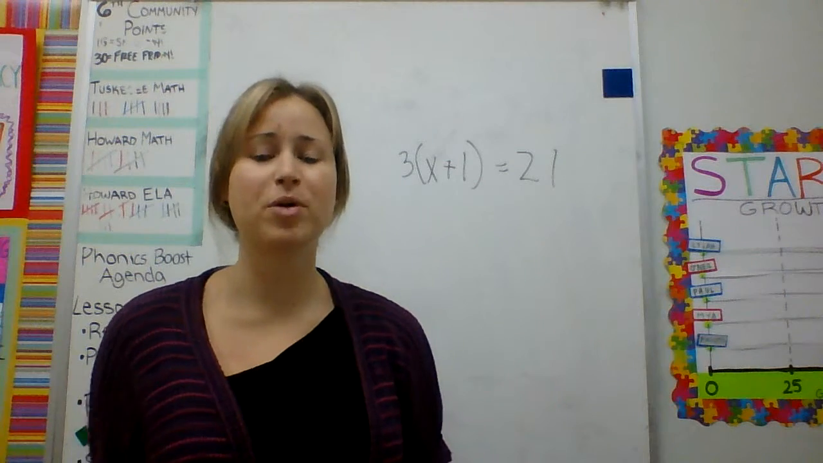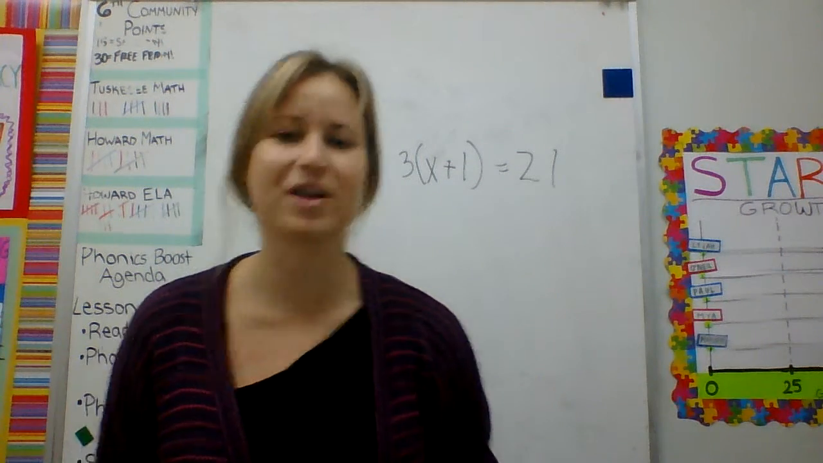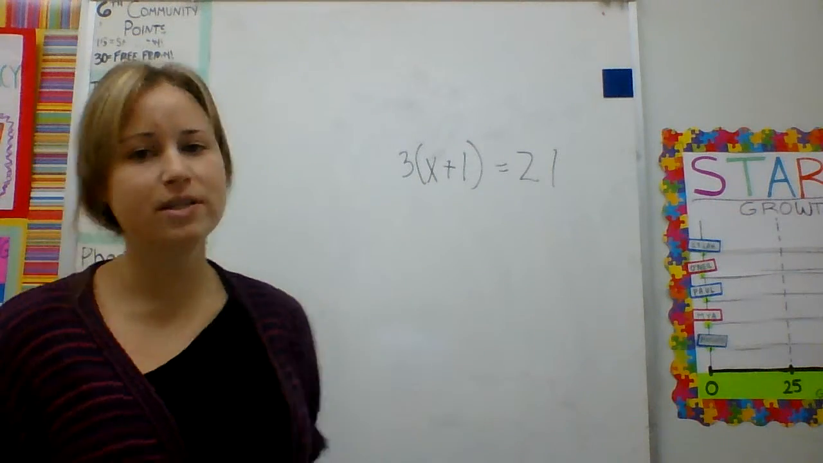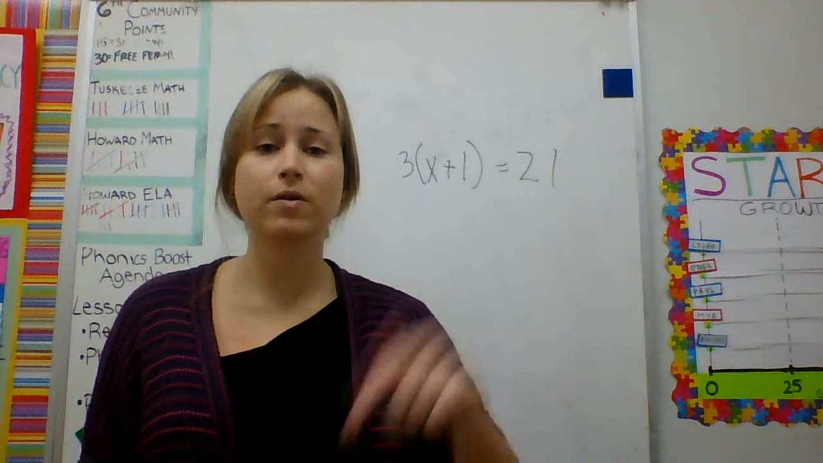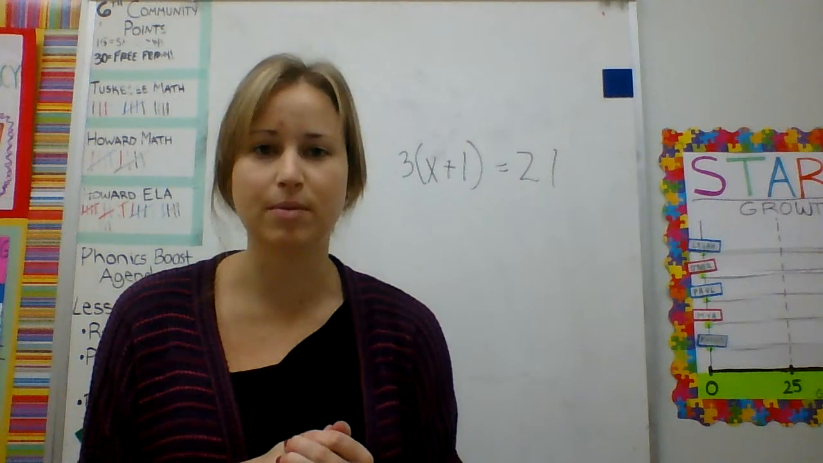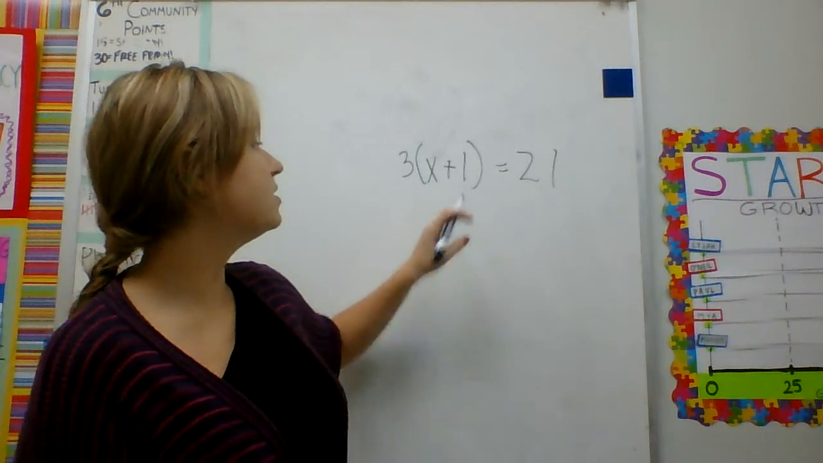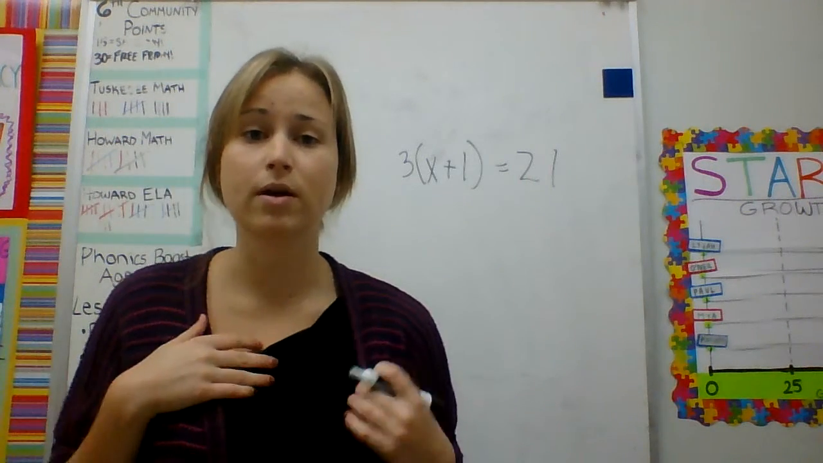We're going to continue our practice with solving two-step equations to prepare for our next benchmark. The only thing different about what we're doing today is we're going to also add distributing before we simplify and then solve our two-step equations. So example 1, I've got 3 parentheses x plus 1 is equal to 21.